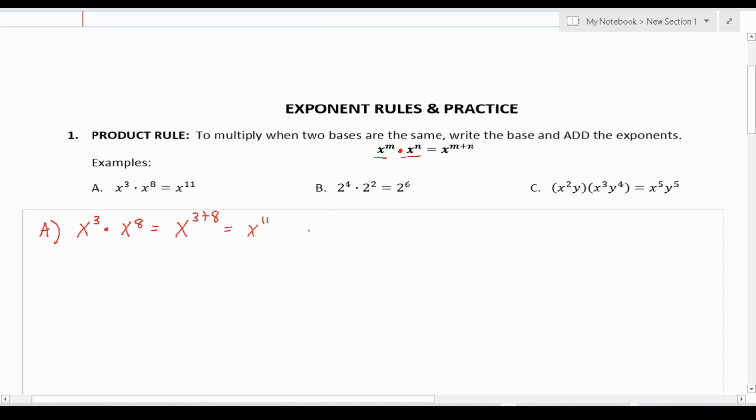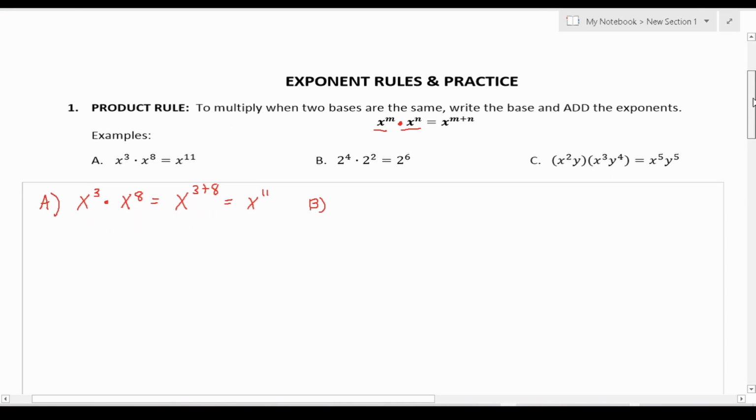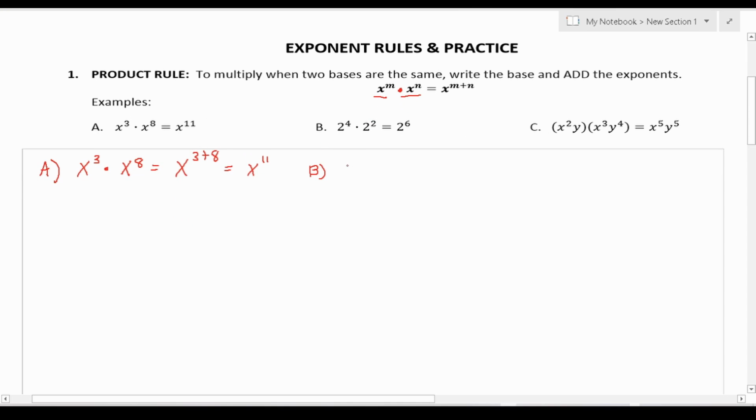All right, let's go ahead and do B. B says 2 to the fourth times 2 squared. As we can see, the base in this case is 2. So according to the product rule, we write down the base first, 2, and then we add the exponents. So that's going to be 4 plus 2. So in other words, this is 2 to the 4 plus 2, which is just 6. Let's go ahead and do C.